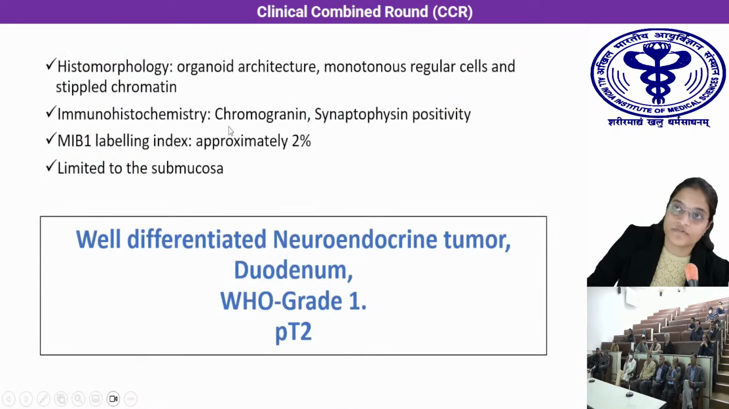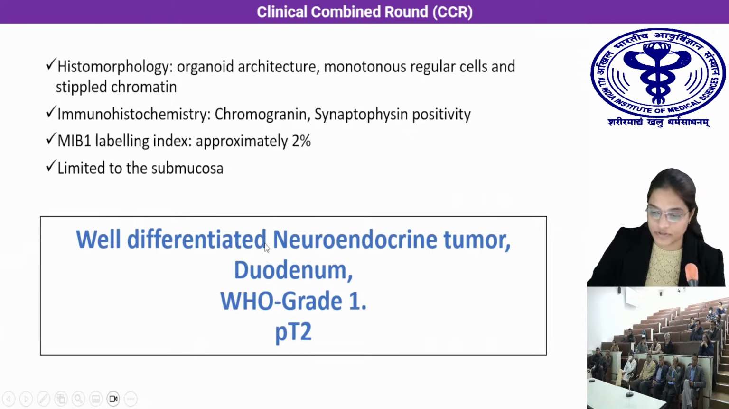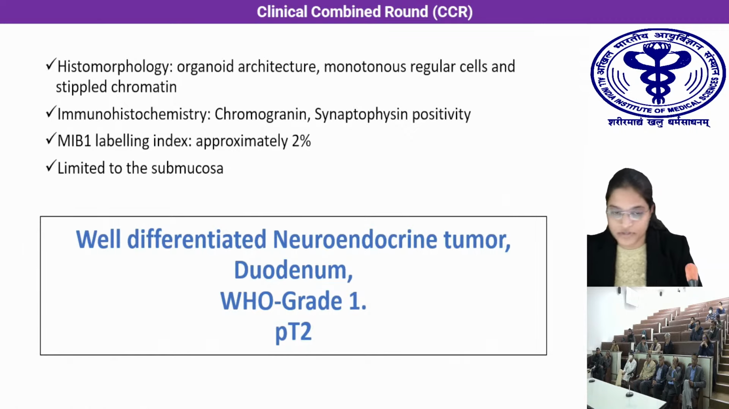So on the histomorphology, immunohistochemistry, and Ki67 labeling index, we came to diagnose a well-differentiated neuroendocrine tumor of the duodenum, WHO grade 1 and pathological stage of T2.